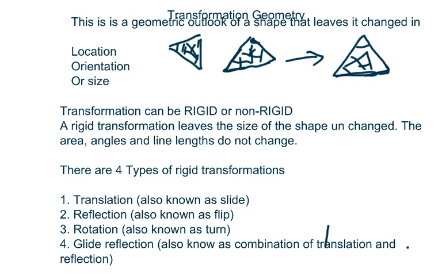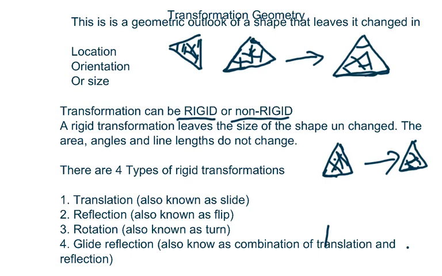So within transformation geometry, the shape can be transformed in many ways. It can be rigid or non-rigid. Now, what do we mean? A rigid transformation leaves the size of the shape unchanged. So if this was my shape, and I'm going to transform it in such a way that it remains exactly the same, then it is called a rigid transformation. If I move it to this side and redraw it here, exactly the way it looks, then it is called a rigid transformation.